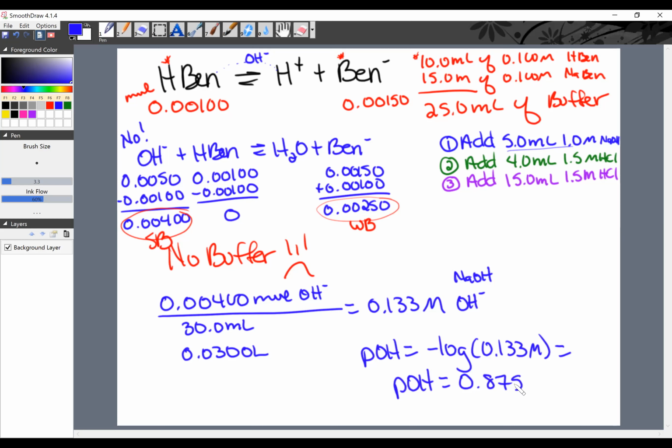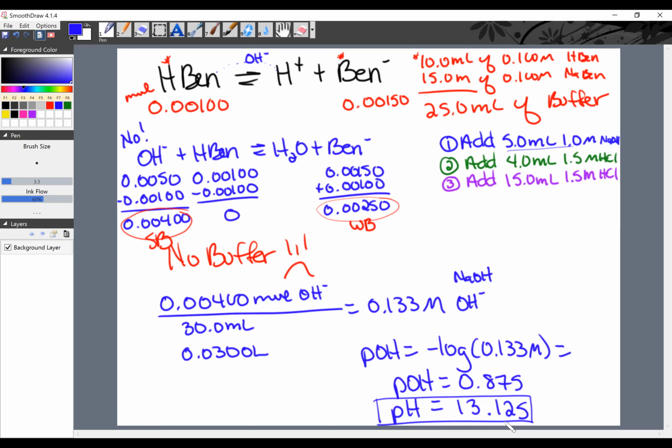Remember, that's the pOH. So the pH had better be very basic. And add 14 to that, and I get 13.125. Woohoo! Yep, I don't have a buffer anymore. I overshot, and now I have a basic solution.